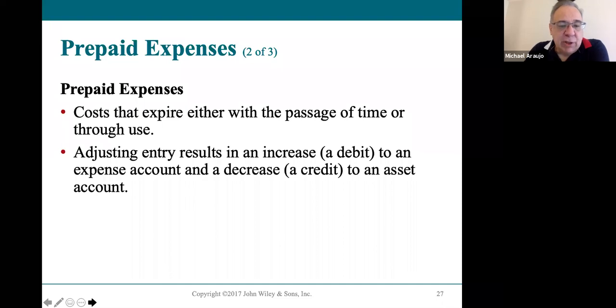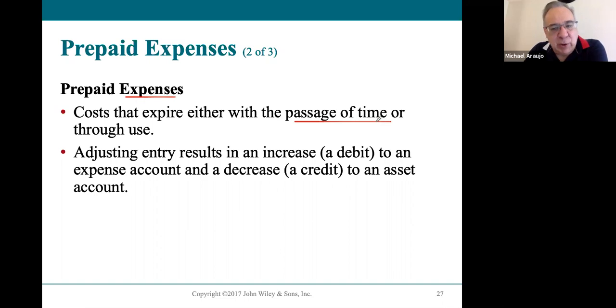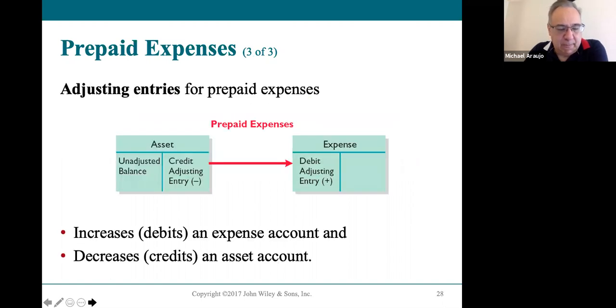So again, the deferral piece is because you have to wait, right? The passage of time must happen before you can say it's an expense. You can't expense supplies when you buy them. You have to use them first. Well, if you're going to use supplies, that's going to take some time. Again, the shortest period of time we measure is a month. So we're going to be doing this at least month to month.